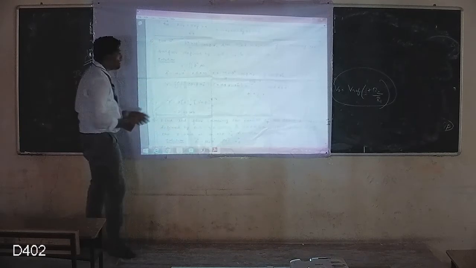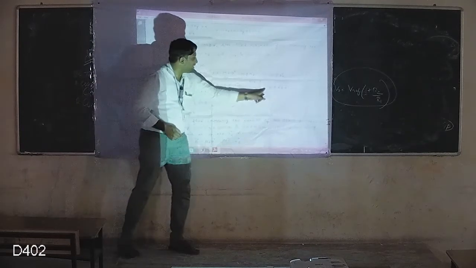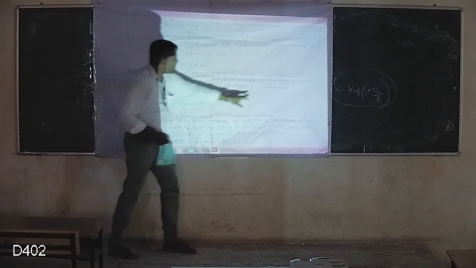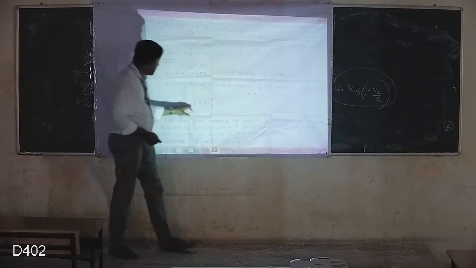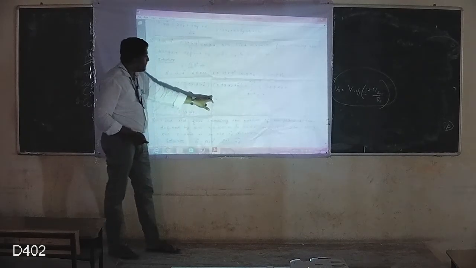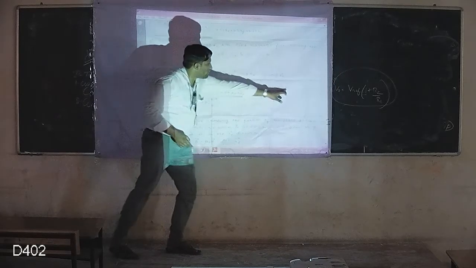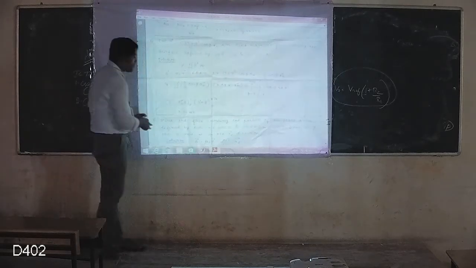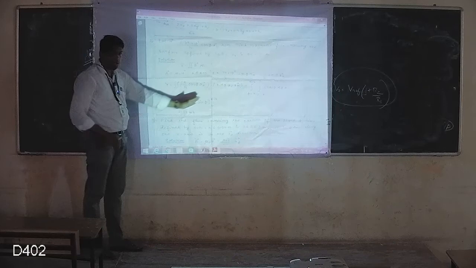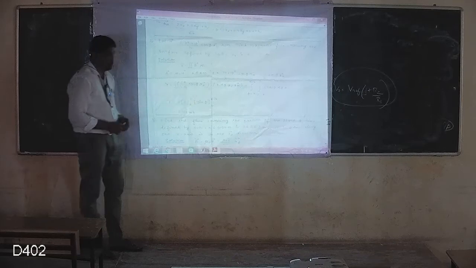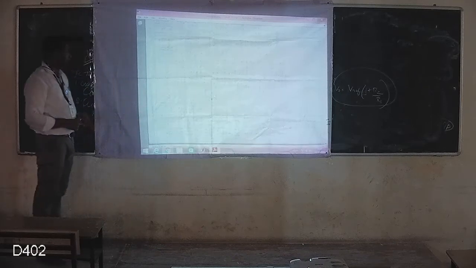If I do that, the integration for 3 is constant, so we take it outside. If I do the integration for cos phi, it is sin phi from 0 to pi by 4, and if I do the integration for dz, it will become z. So for that, 0 to 1, if I apply all the limits, I will get the answer as 2.12 Webers.